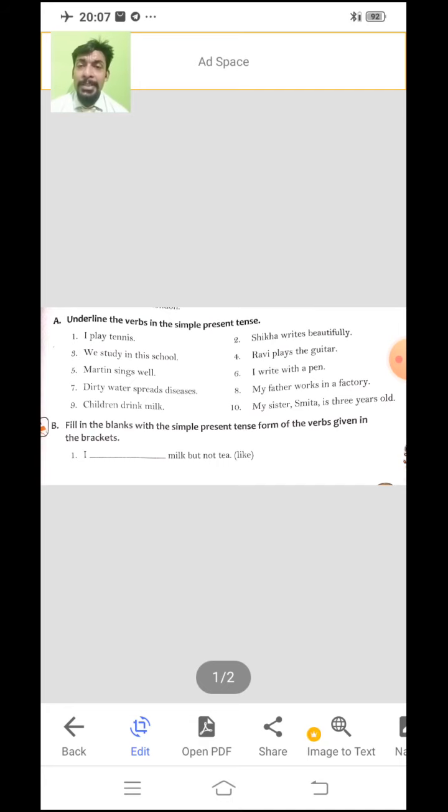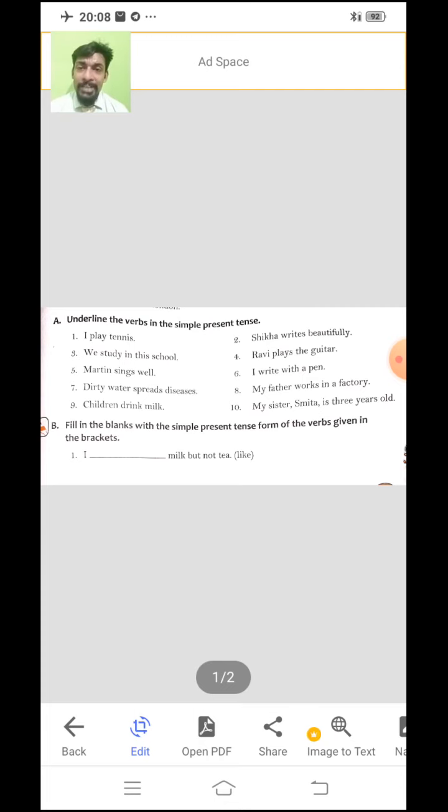In number 3, we study in this school, the verb is study, but why study? Why not studies? Because I told you that with plural subject, we use the simple form of the verb. In question number 4, Ravi plays the guitar. Why plays? Why not play? Because I told you that with singular subject he or any name, main name, we use the S or ES form of the main verb.